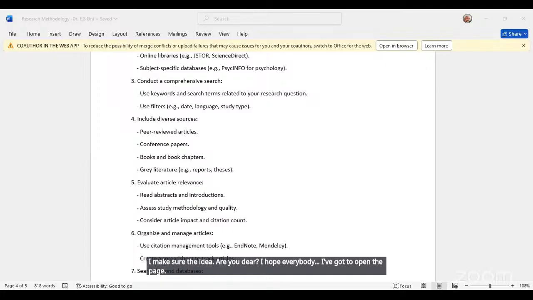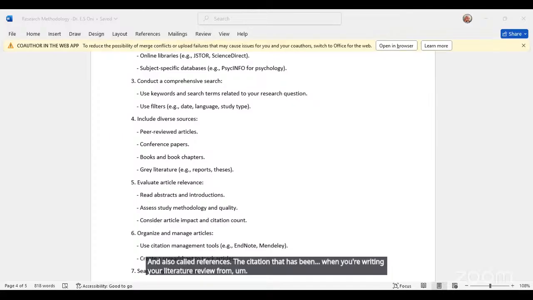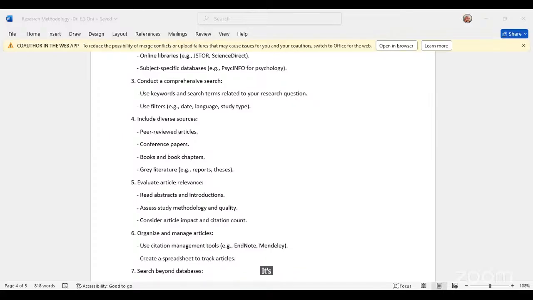Okay, let me start all over again. Let me refresh. Every published article always has authors. There is what they call in-text citation and also references. In-text citations are the citations you use when you are writing your literature review from chapter 1 to chapter 3. All those references you input there are what they call in-text citations. In in-text citation, if the authors are more than 2, you refer to the lead author with et al. That is when the authors are more than 2 persons.